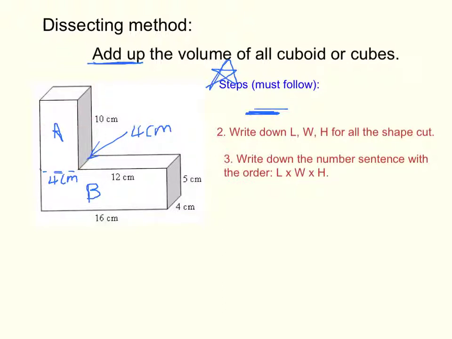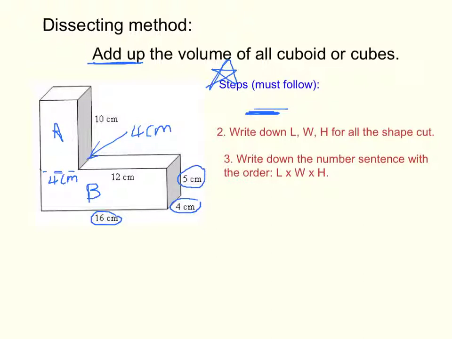Okay, and the second thing is cuboid B. We need to find out the length, width, and height for cuboid B. So you may look at the length of it. Cuboid B is this part, and the length here is 16 cm. You have it already, and the width is 4 cm. The question gave you that already, and also the height is 5 cm. Again, it's given to you already. So we can come to the number sentence now.